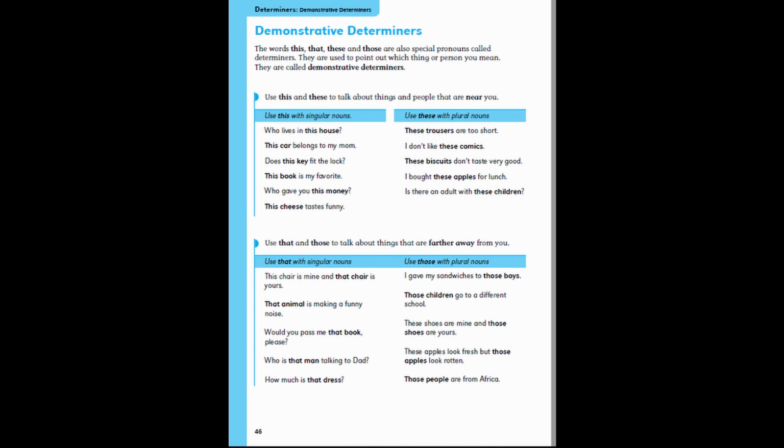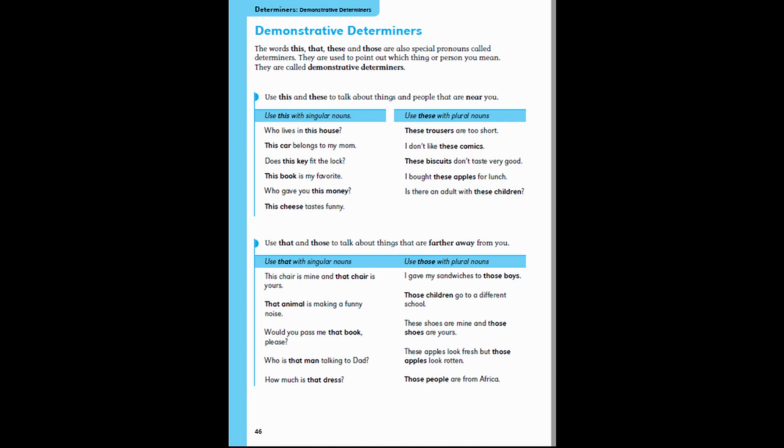So this is used with singular nouns. These are used with plural nouns. So for example, who lives in this house? These trousers are too short. This car belongs to my mom. I don't like these comics. Does this key fit the lock? These biscuits don't taste very good. You can go through the rest of the examples on your own, but basically this is used for singular nouns that are close to you, and these are used for plural nouns that are also close to you.